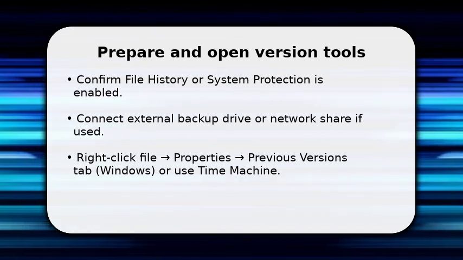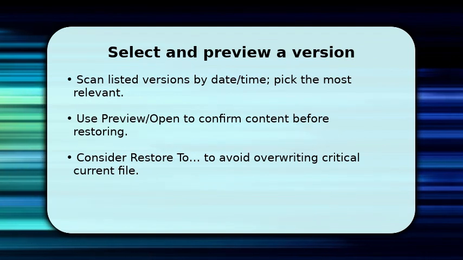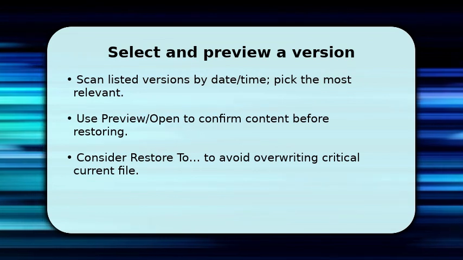Now scan the available snapshots and focus on dates and times that match when the file was correct. Make sure to preview each candidate, open or restore to a temporary folder, so you verify content, metadata, and format integrity before committing. If the system offers Restore To, choose a different folder to avoid overwriting, which lets you compare versions safely. This middle stage prevents mistakes.